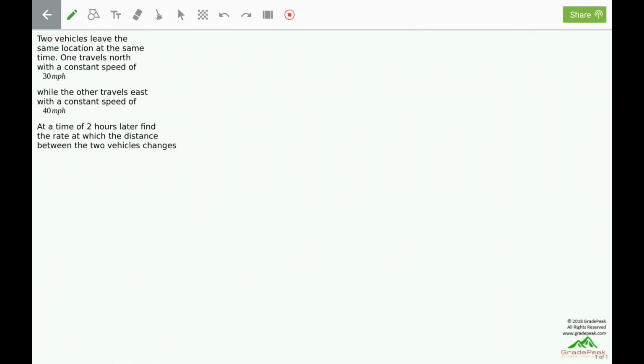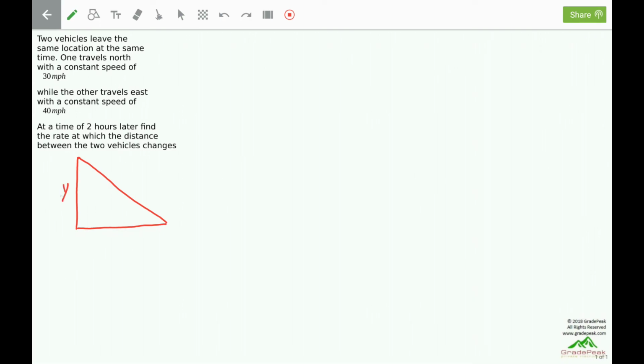We have a triangle being formed here. If we make up north, one vehicle is traveling to the north, and therefore the rightward would be east. The other vehicle is traveling that way. And the distance between them will end up being the hypotenuse of the triangle. Now all sides of the triangle are changing here.